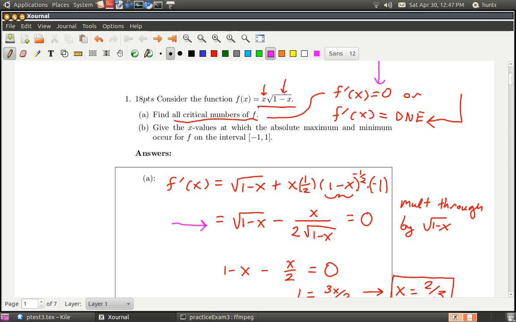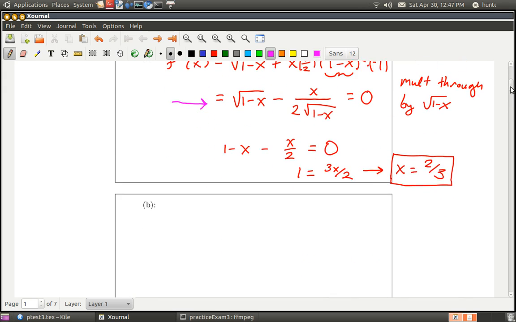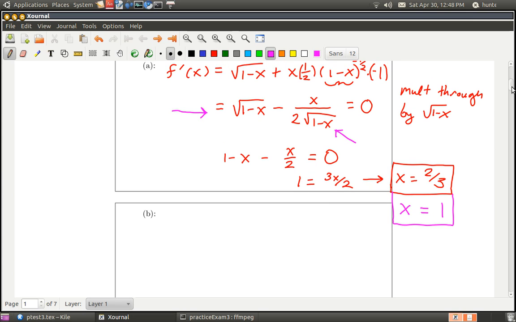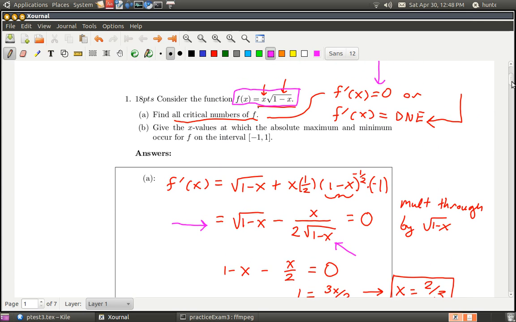And yeah, 1 is a perfectly good number to put into the original function. So we found another critical number. The other critical number comes from making this blow up here by putting in 1. So the other critical number is x equals 1. Okay, all right. So now let's go on to look at the second part of the question.